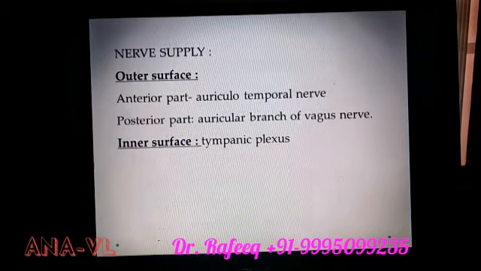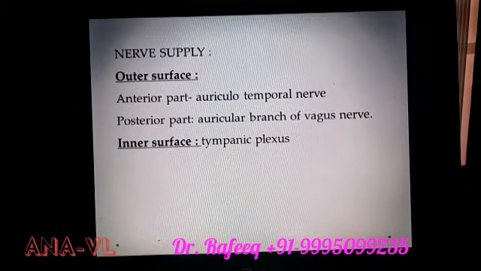Next, we will go through the nerve supply. The outer surface of the tympanic membrane is supplied by two nerves. The antero-inferior part is supplied by the auricular branch of the auriculotemporal nerve, and the posterior inferior part is supplied by the auricular branch of the vagus nerve, and the inner surface is supplied by the tympanic branch of the glossopharyngeal nerve.